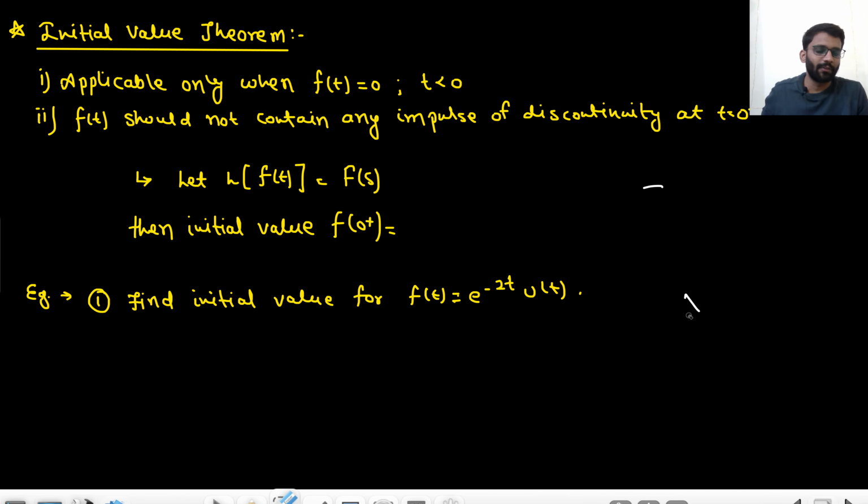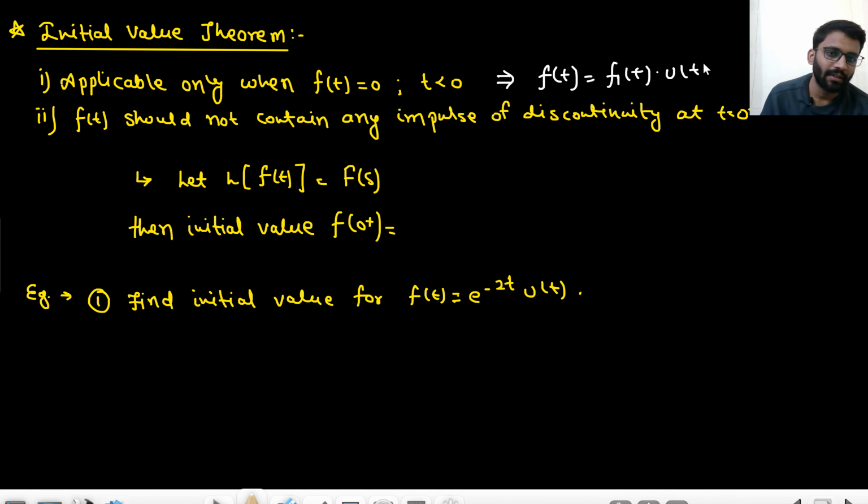Okay, if you know the initial value theorem, you will not have to convert it from s domain to time domain. But this theorem is applicable only when the signal is existing for t greater than 0 only, or you can say that f(t) should be some function f1(t) into u(t). Are you getting my point? f(t) should be 0 for t less than 0.